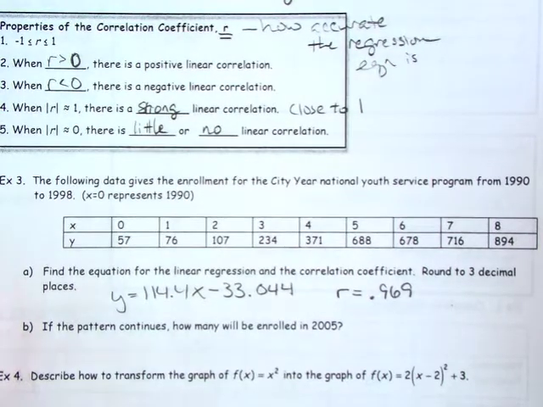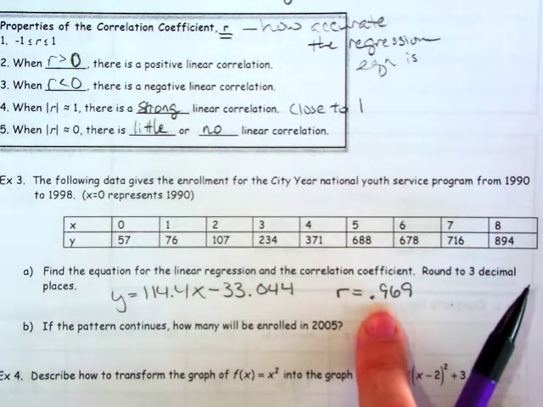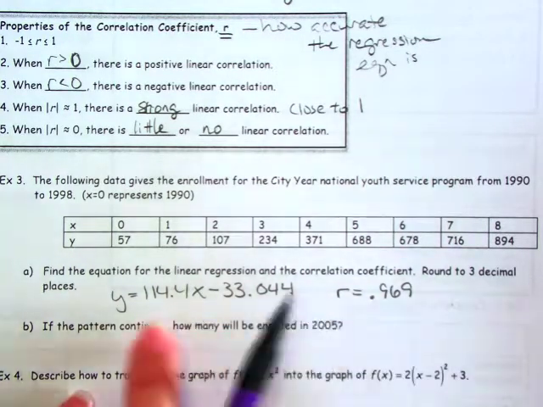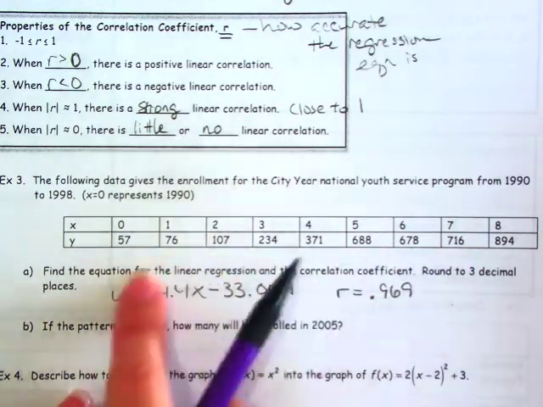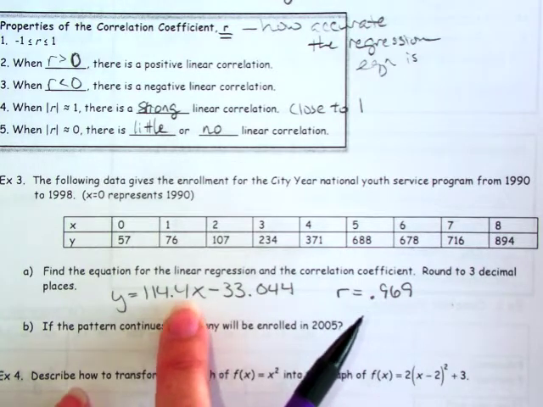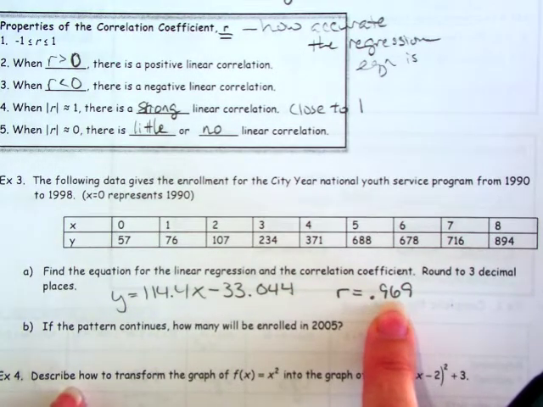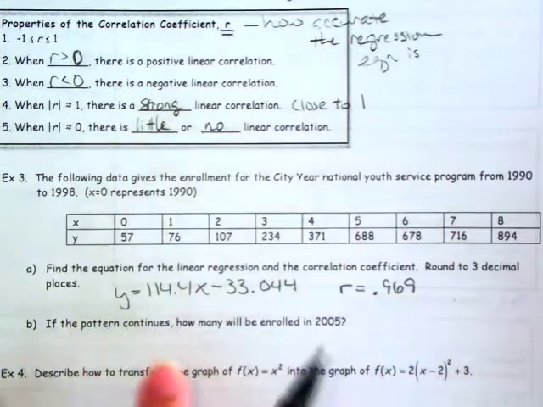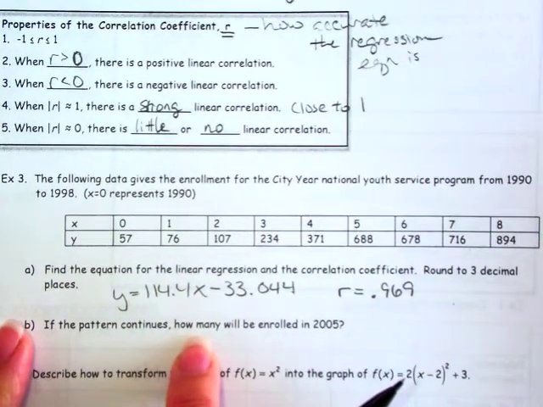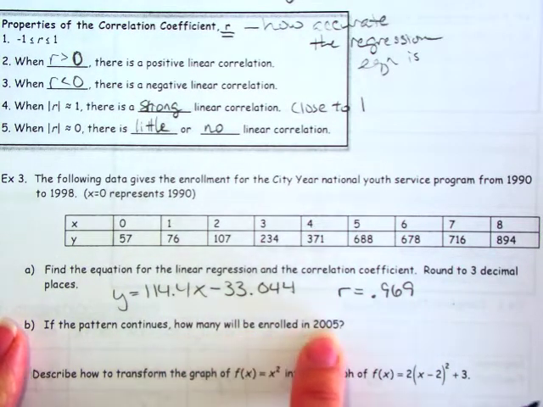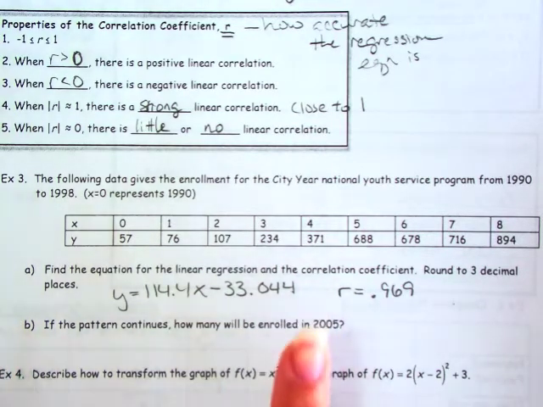So that's telling me this line is a great estimate for this data. So this would be a good predictor of future values. And it's showing that it's going up, it's positive, it's not negative. And so then it says if the pattern continues, how many of the students will be enrolled in 2005 in this youth service program?